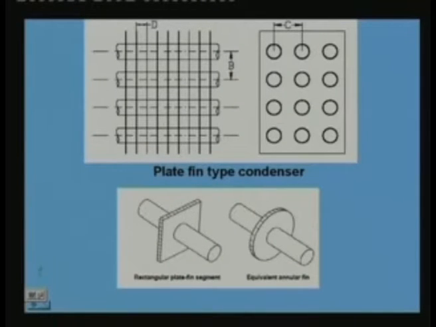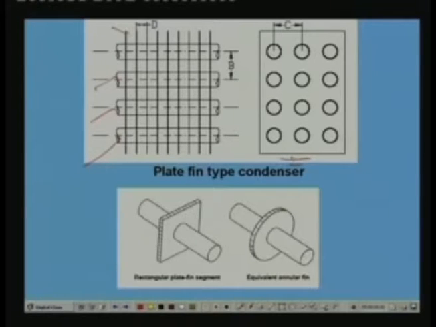As you know, this is the plate fin type of condenser, where you have the tubes through which the refrigerant flows, and you have the plate fins on the outside over which the air flows, and this is the side view of the heat exchanger. Now, an analytical expression for the fin efficiency of this kind of heat exchanger is difficult. So what is done is this is equated to an annular fin, for which analytical expressions are available.